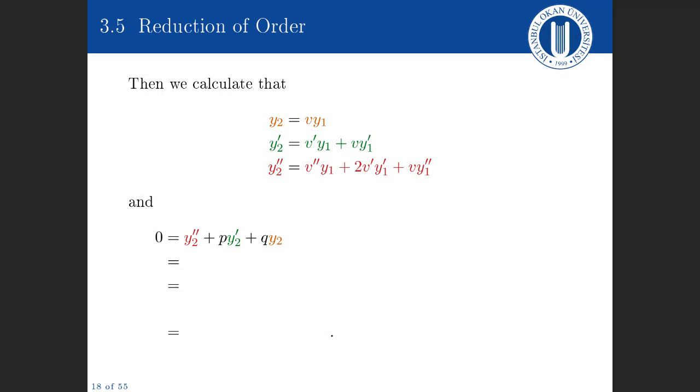We'll start with y2 equals v y1, differentiate 2 times. y2 prime would then be v prime y1 plus v y1 prime by the product rule. Differentiate it again. We would expect to have 4 terms, but actually 2 of them are the same. We can combine them together as the middle term. y2 double prime is v double prime y1 plus 2 v prime y1 prime plus v y1 double prime. And then I want to put these into the differential equation.